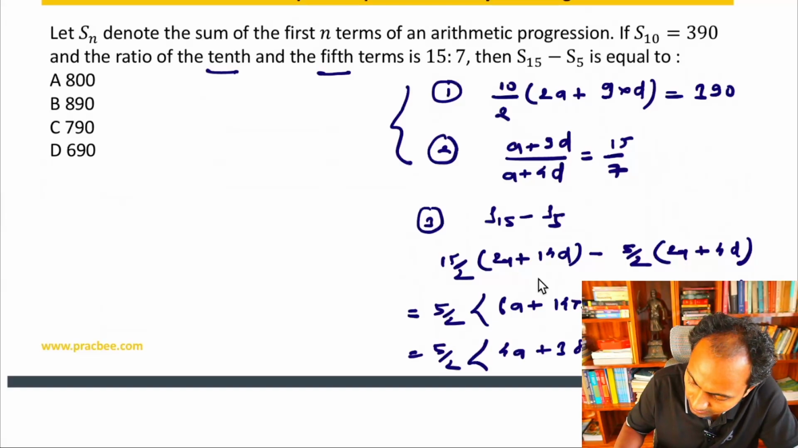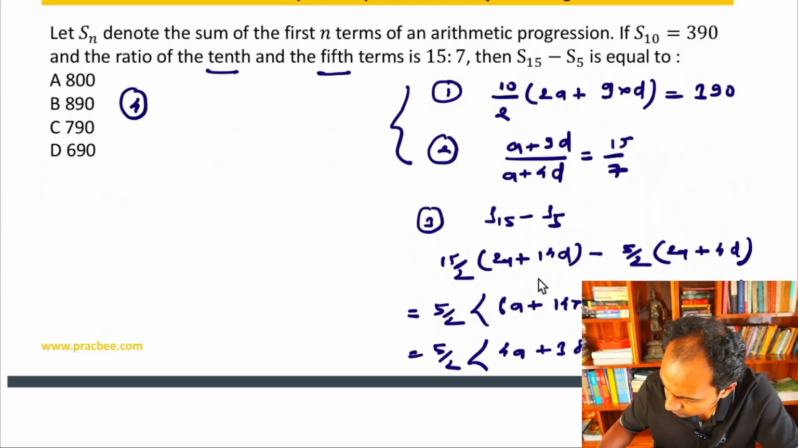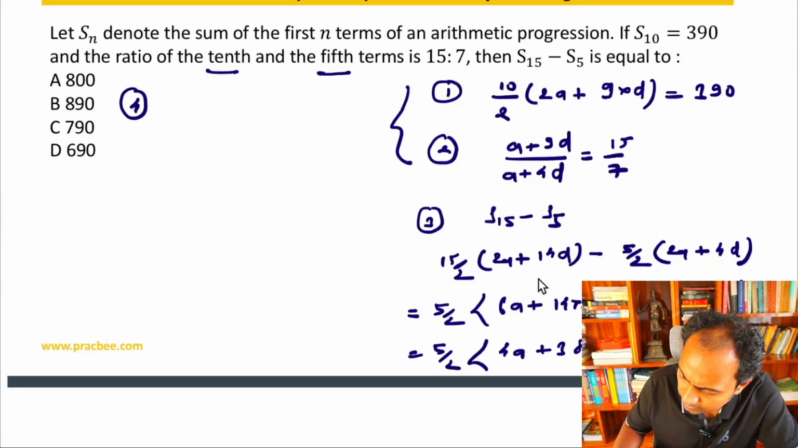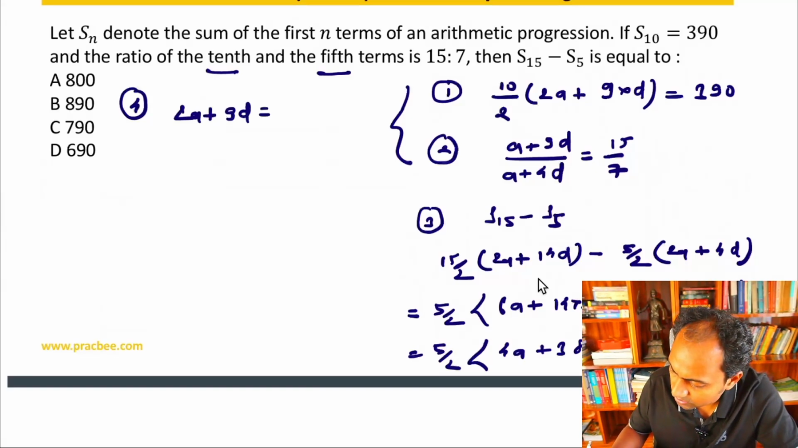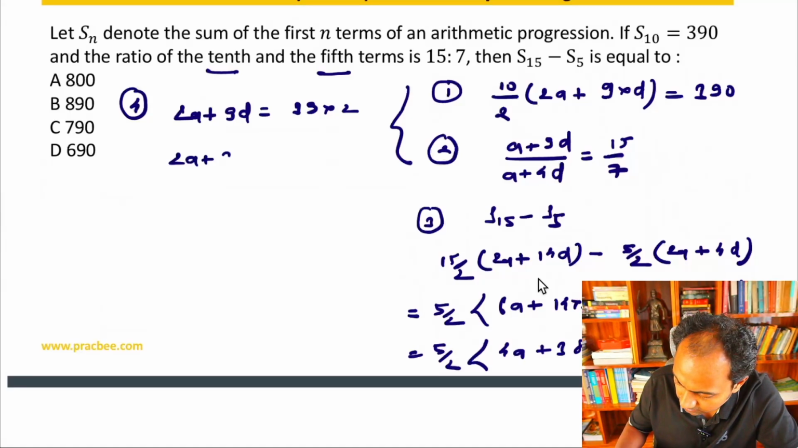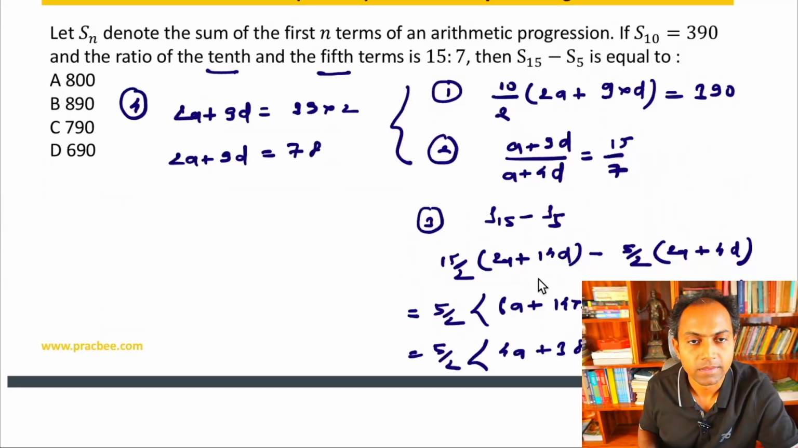So in the fourth part, let us try and solve this out. From the first one, I can write the value of twice of A plus 9D, taking everything else on the other side. So this will become nothing but 39 into 2. So the first equation we have got is 2A plus 9D equals 78, since 40 into 2 is 80 and 39 into 2 is 78. This is the first equation.